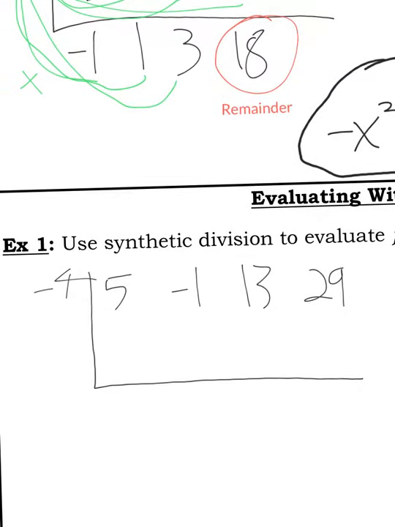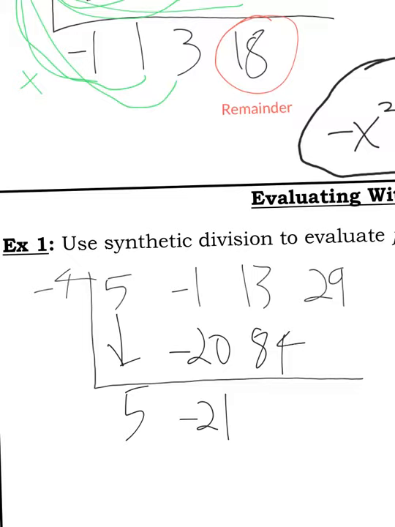Okay, so bring down the first number, and that's 5. So what's 5 times negative 4? Negative 20. What's negative 20 plus negative 1? Negative 21. What's negative 21 times negative 4? That's going to be positive 84. And then what's 13 plus 84? That's going to be 97. So we got a big number here. What's 97 times negative 4? And that's going to be negative 388. All right. So what's 29 plus negative 388? And so you have negative 359.